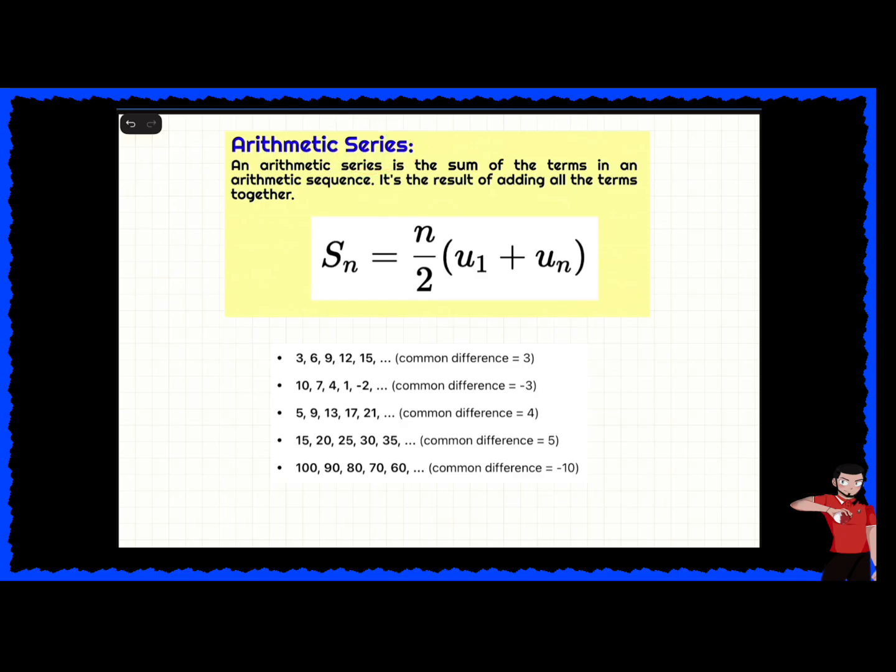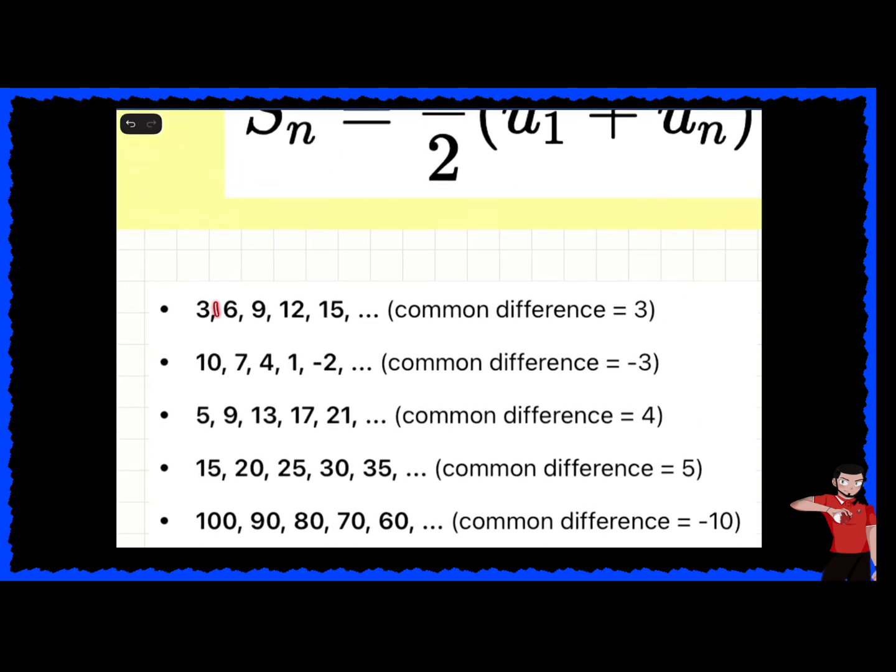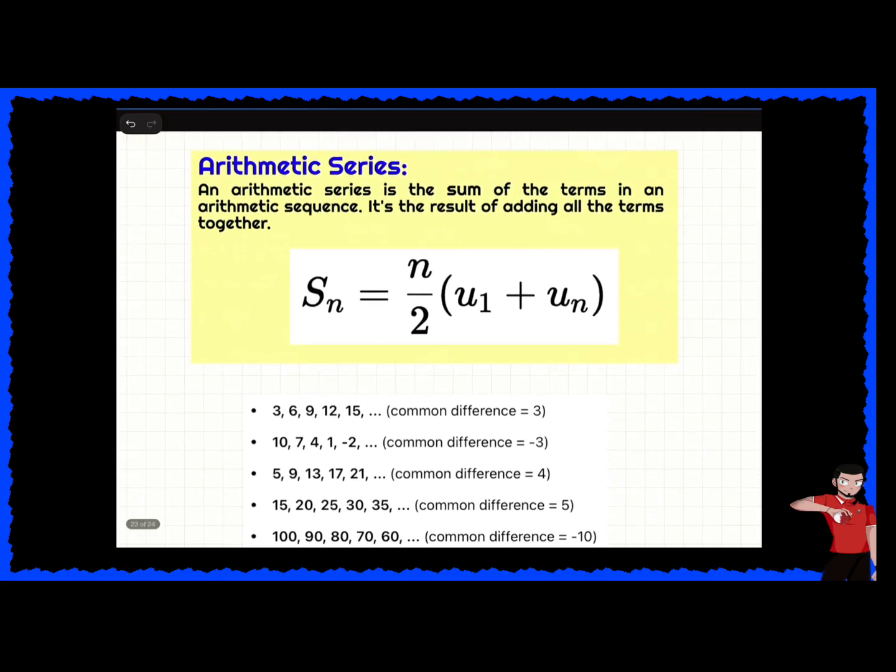When we have an arithmetic sequence like this, it becomes a series where we need to calculate the sum of these values. If we need to find 3 plus 6 plus 9 plus 12 plus 15, now it becomes a series. And obviously, we have a formula to find the sum. So we can say an arithmetic series is the sum of terms in an arithmetic sequence. Okay, this is the formula.